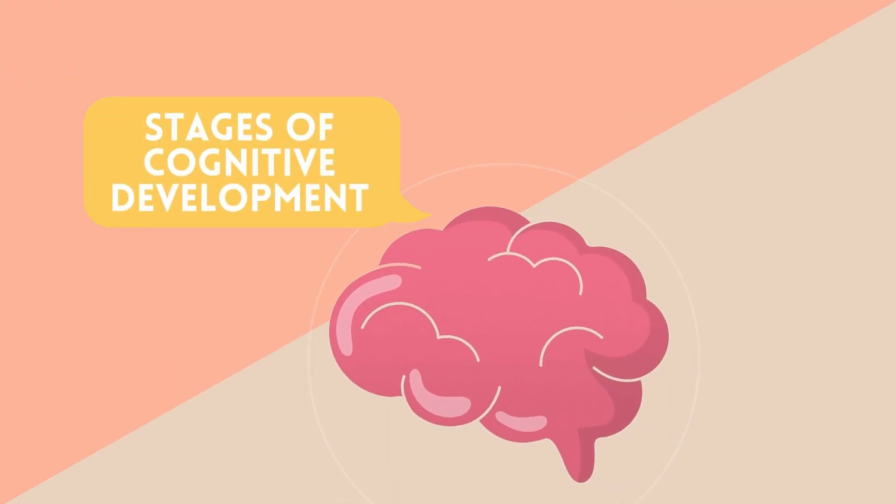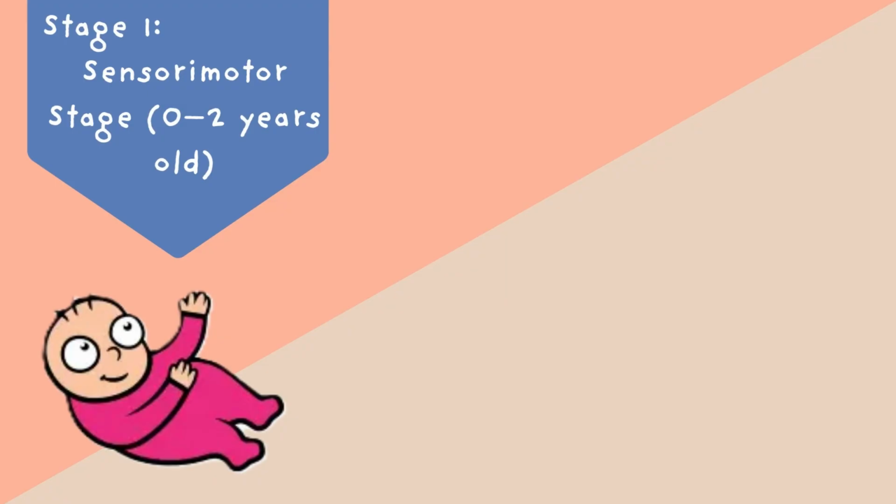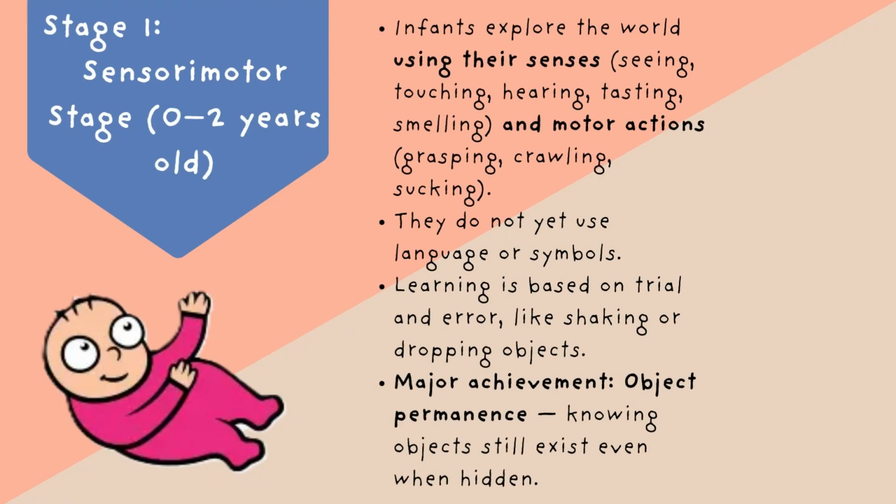Stages of cognitive development. Stage 1, sensorimotor stage, 0 to 2 years old. In this stage, infants learn by using their senses and motor skills. They don't use language or symbols to represent objects or ideas initially.